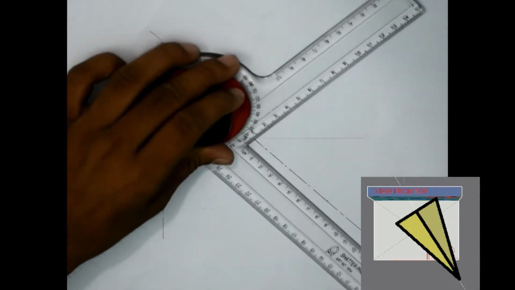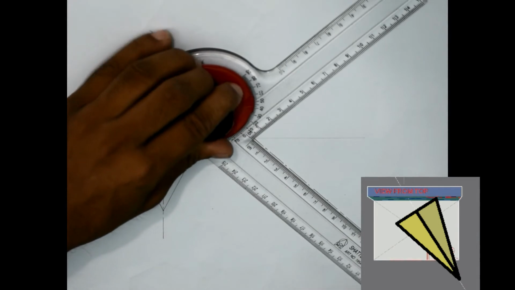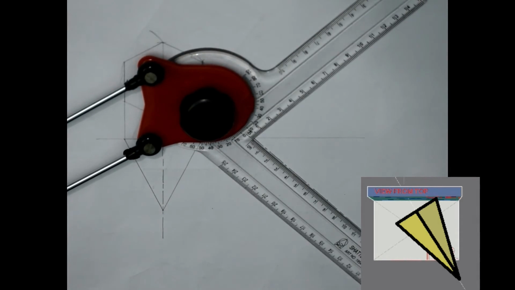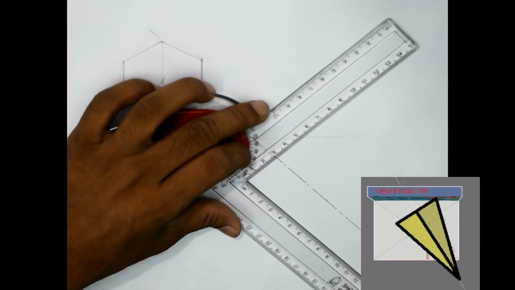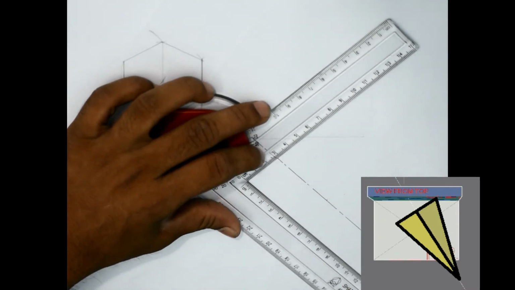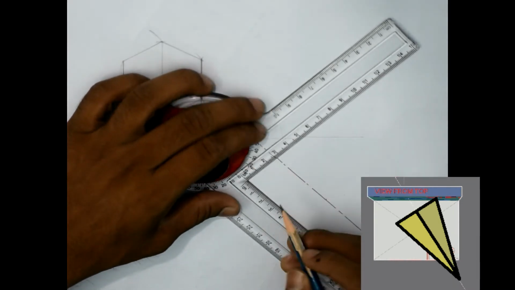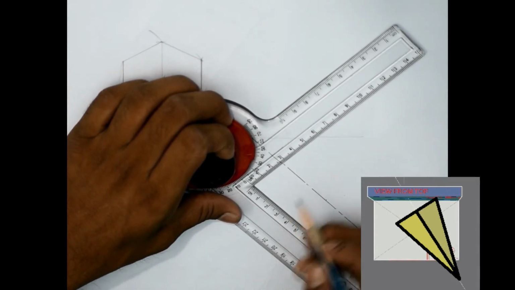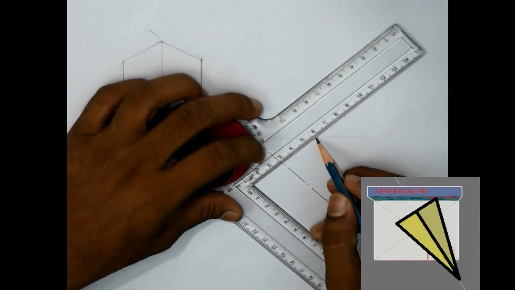Now I have to align this drafter. That means the drafter, this scale, is making an angle of 45 degrees with the vertical plane. Now I have to take the 52 mm line, but before doing that, what is the half of 52? Half of 52 is 26. So I'll align 26 first with the middle line, then I will move this forward in this fashion to have 52 here, and align with the XY line.